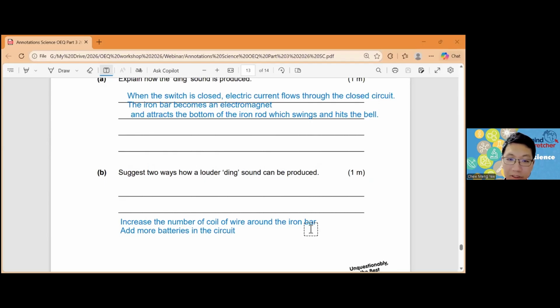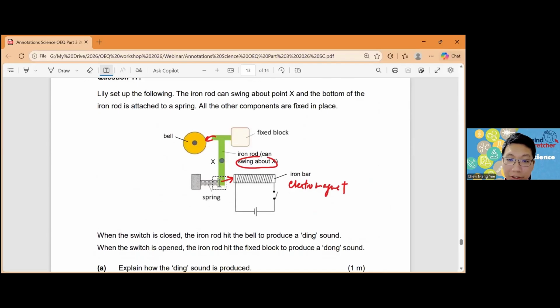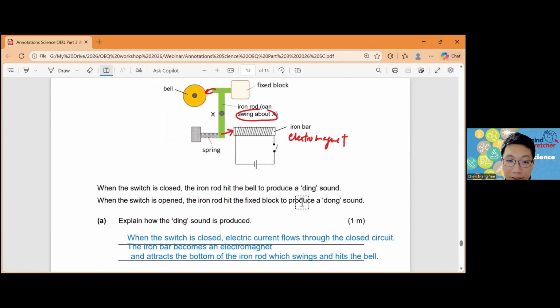Now, what is the purpose of the spring in the setup? What's the purpose of the spring in the setup? Now, this iron rod can swing around X, right? So when I close the switch, the iron rod will be attracted. But when the switch is open, the iron rod hits the fixed block and produces a dong sound. Dong. Okay?